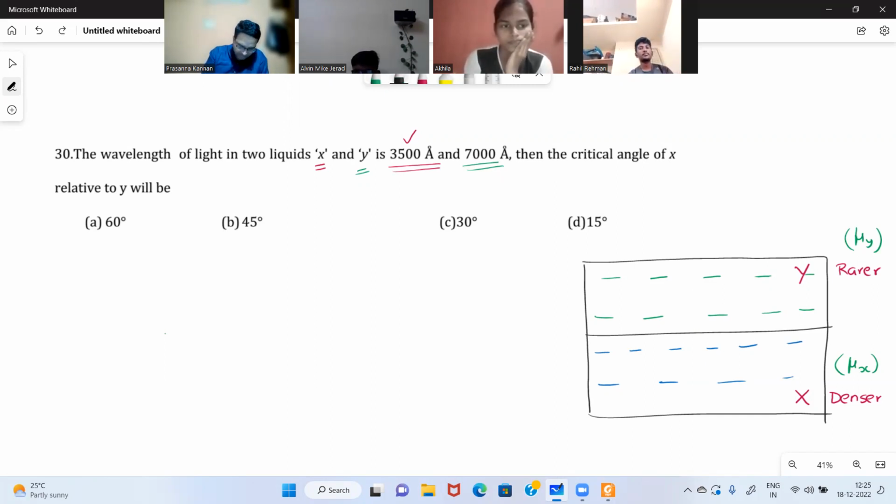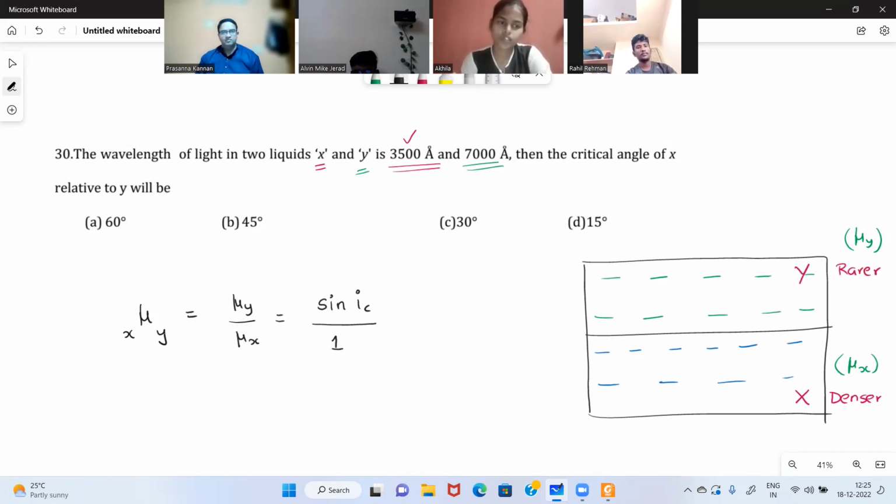So going from denser to rarer medium, that is from x to y, what will it be? Mu y by mu x. Correct? Now this will be equal to sin I by sin r. Sin of the critical angle of incidence divided by sin r. Sin r will be what? 1. So mu y by mu x will be nothing but lambda x by lambda y.